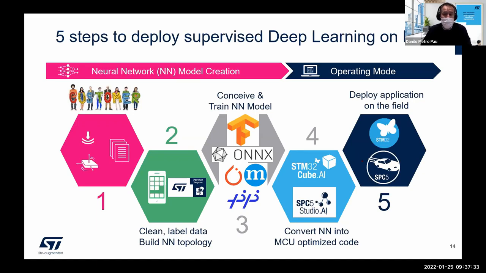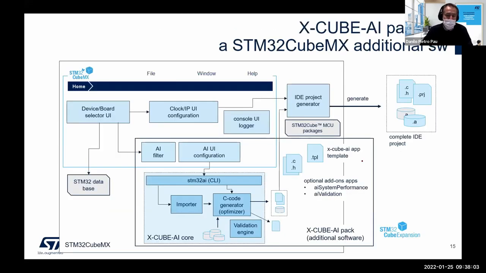the intuition, and we pursued the development of a tool that automatically converts pre-trained neural networks into C code and validates them. These tools are called STM32Cube.ai for the STM32 family and SPC5 Studio.ai for the SPC5. And what was achievable in months can now be fully automated in seconds. Just an overview of the tool, but maybe it's better that I show you live.